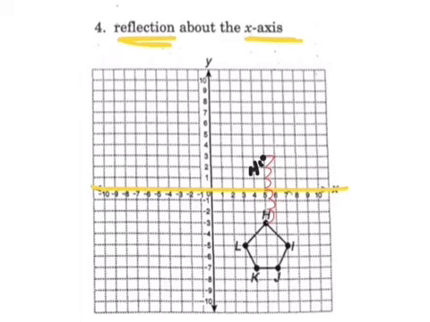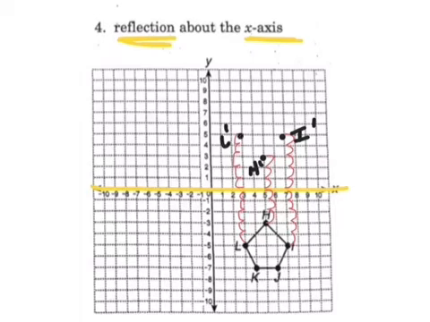Letter I, 1, 2, 3, 4, down 5, so the new I, or I prime, is up 5 from the x-axis. And then put your new point and label it I prime. And then continue. L. L is down 5 blocks, so the new L, or L prime, is up 5 blocks. And label it L prime.